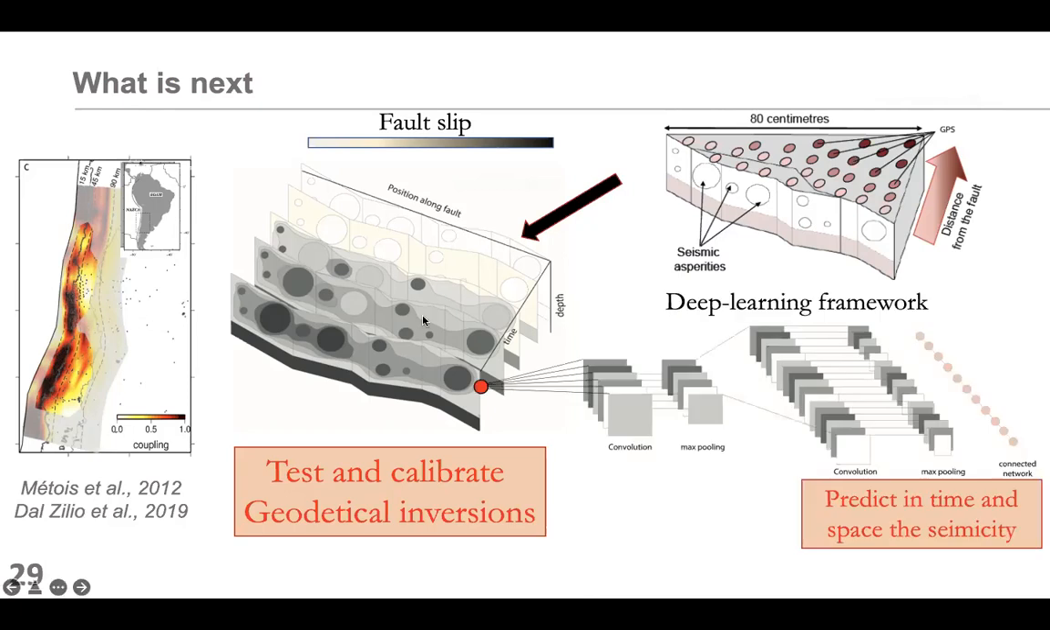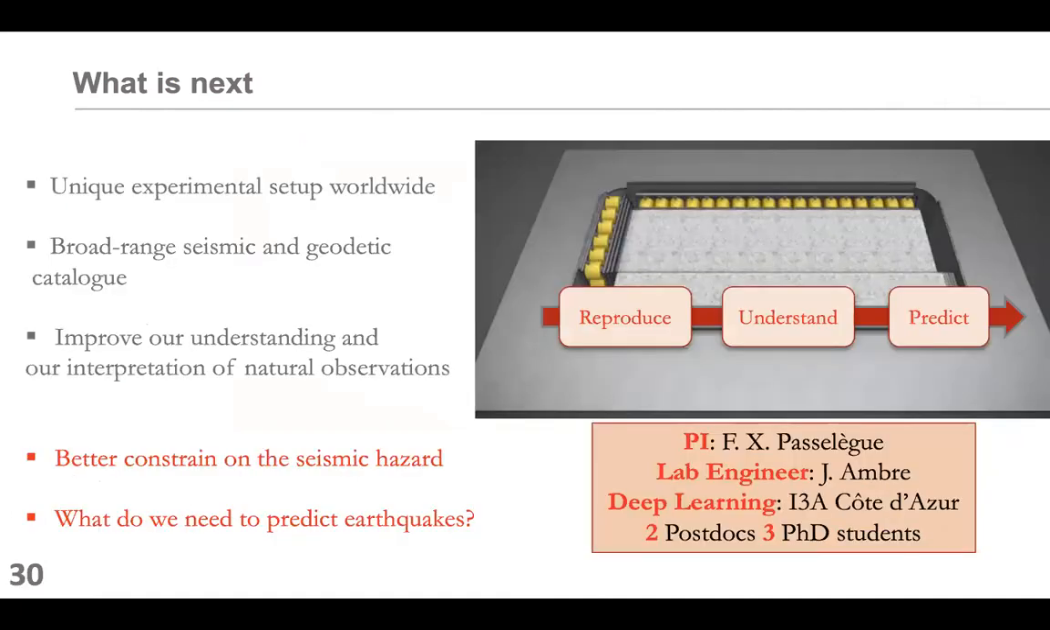Finally, the idea is with these estimates of the fault coupling during the seismic cycle, coupled with the locations of the seismicity that we are able to locate using the acoustic sensors, we try to test the predictability in time and space of the seismicity.